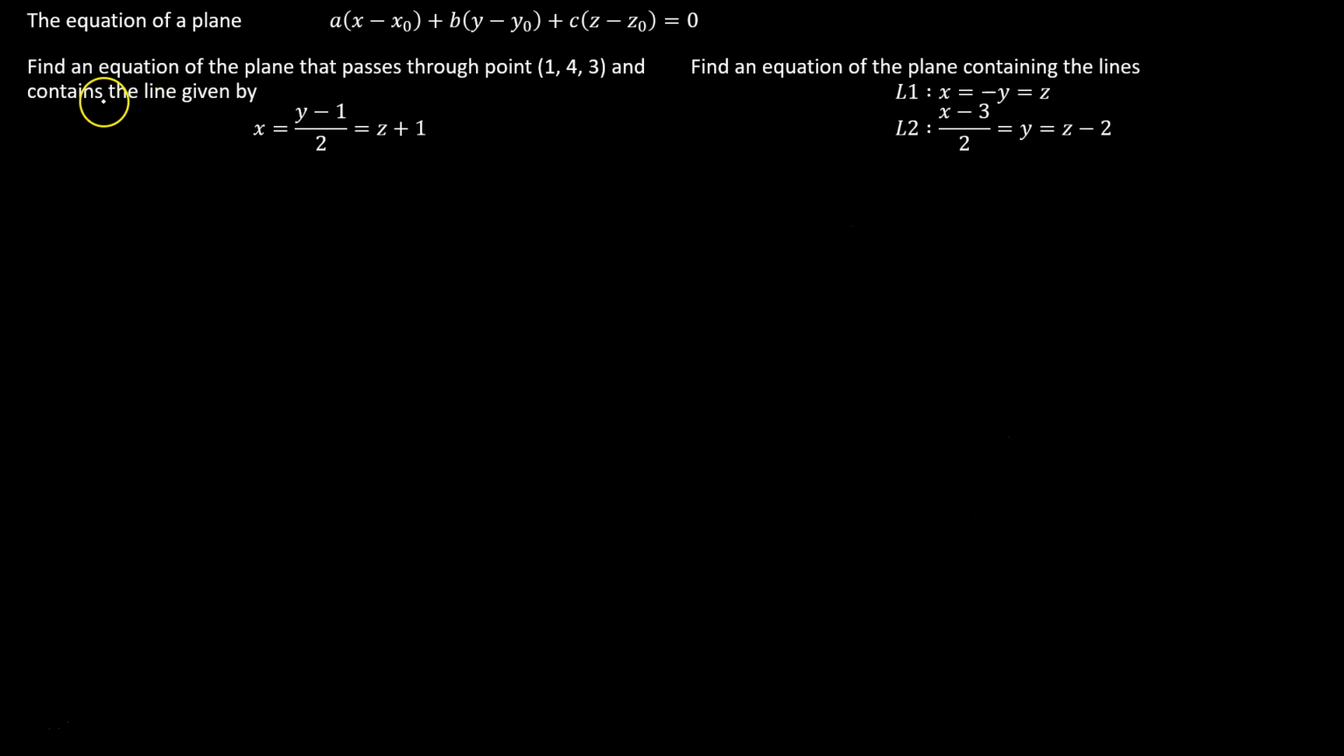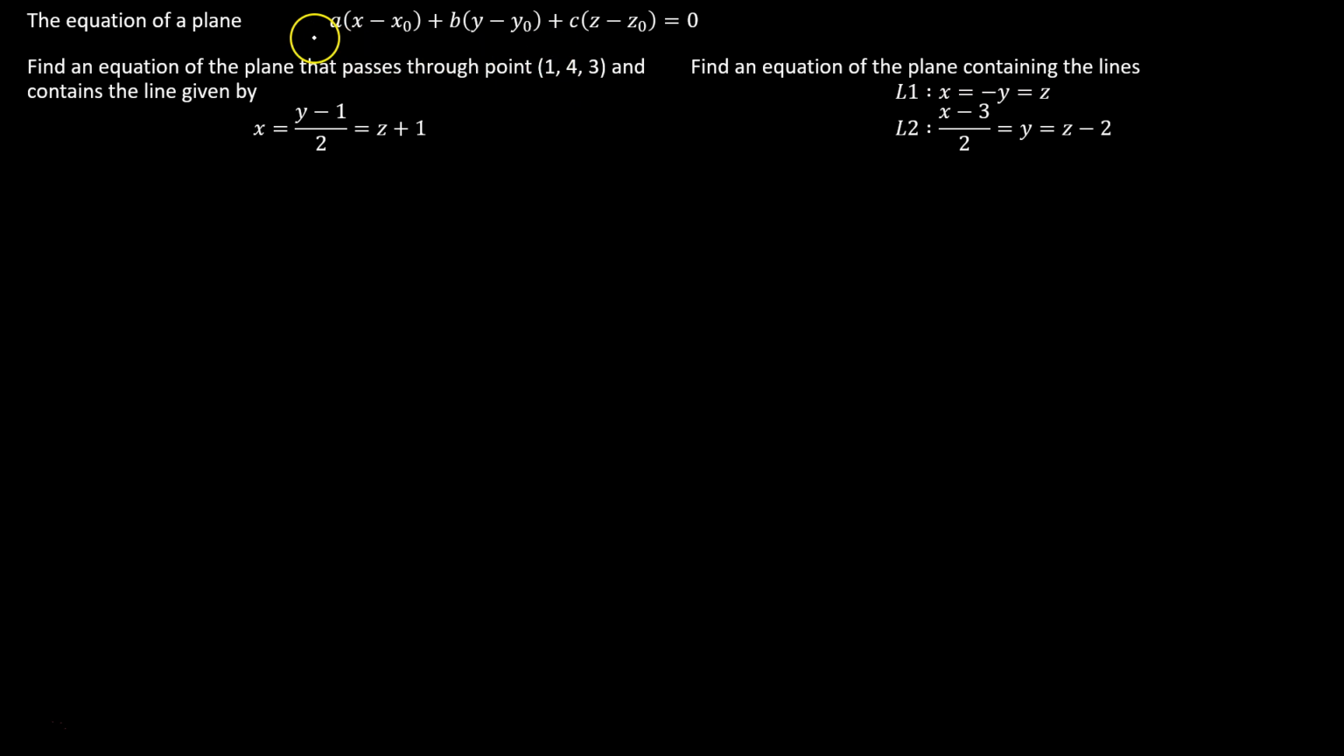So our first example says to find the equation of a plane that passes through the given point, 1, 4, 3, and contains the line that's described by this symmetric equation. So this takes a little bit of thought. So let's think about what we have here.